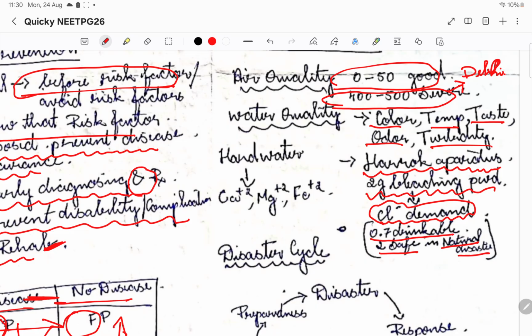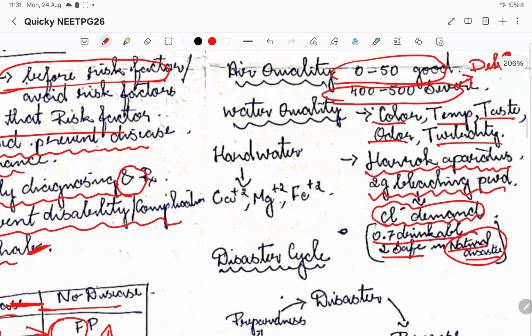For example, if a natural disaster like a flood has happened, we have to tell the people while rescuing whether it is drinkable water or not drinkable water. So that is when we do this chlorine testing, and if it is up to 2, it is safe to drink. This is with respect to natural disaster, not normally.